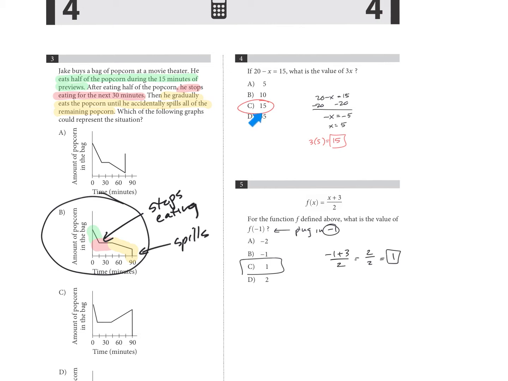So there's always a question like this where it asks you to find something other than x, so just be careful with that. And it's an easy question if you just read it fully. Number 5, this is for the function, what's the value of f of -1, and that's just a matter of plugging in -1. So this is a pretty easy question as well, you get 1.